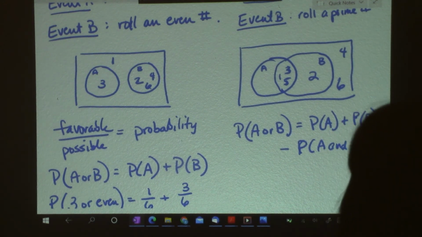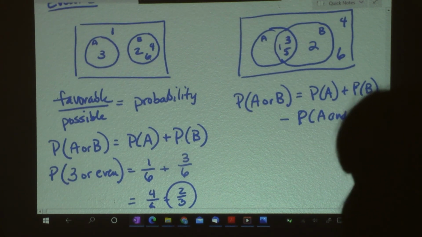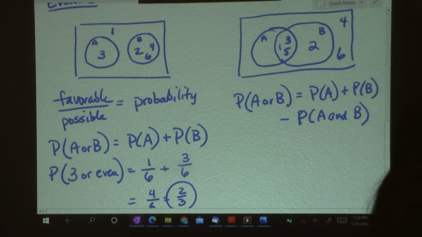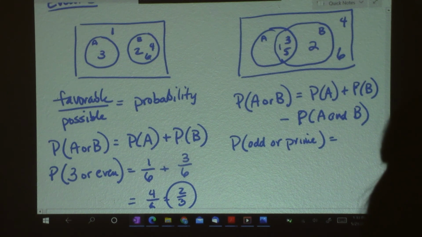Okay. Well, we're going to include 1, so it gets a little tricky. But, so for mutually exclusive, I'm going to have A or B. So this is odd or prime. And the probability of rolling odd is 3 out of 6, right? And the probability of rolling prime is 4 out of 6, okay, because I have 4 here that are prime. And then I'm going to subtract A and B.